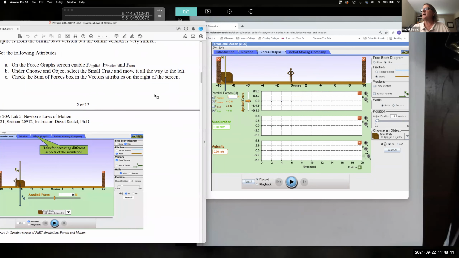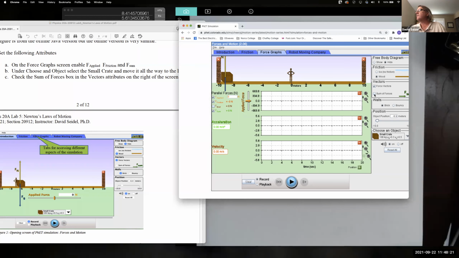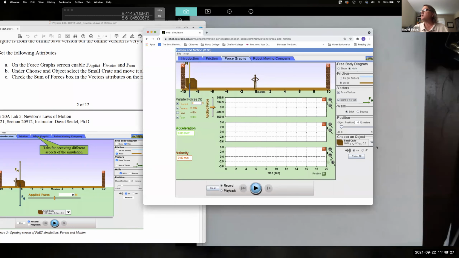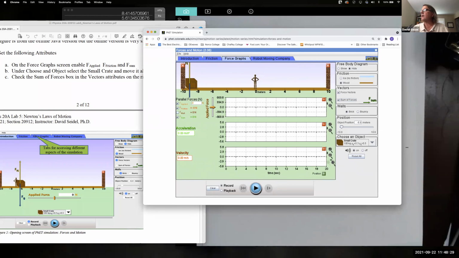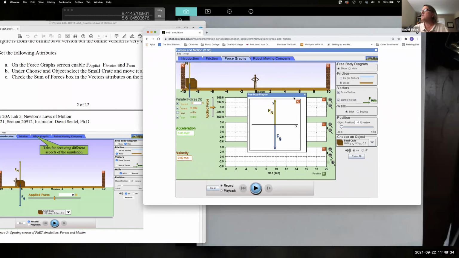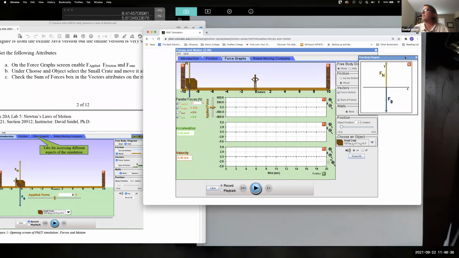I want you to check the sum of forces box and the vector attributes on the right-hand side of the screen. So here's your vector attributes. You can also click sum of the forces here. And my simulation lets me show a free body diagram. So here's a free body diagram.